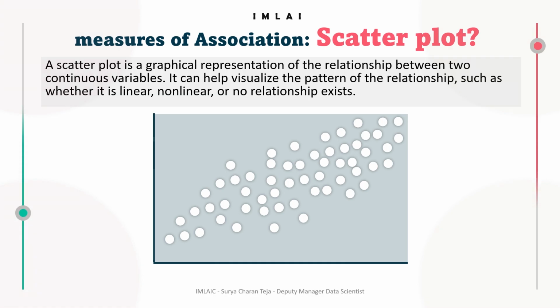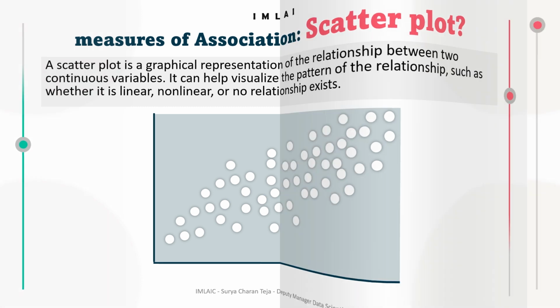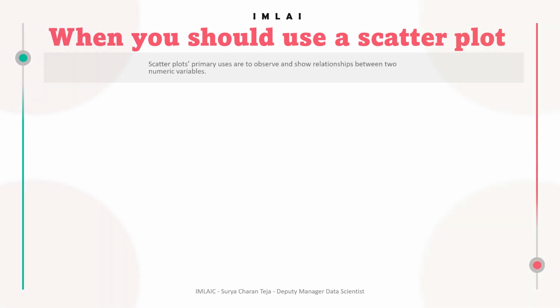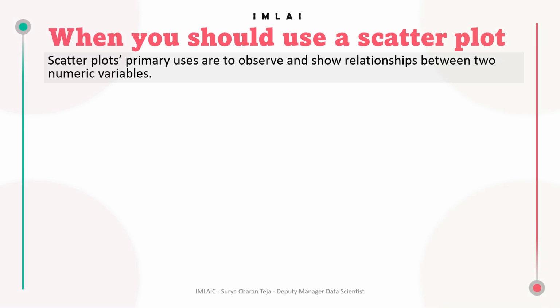Okay, we got to know about the scatter plot, but why should you use a scatter plot? That's the next question. Scatter plots' primary use is to observe and show relationships between two numeric variables. The dots in a scatter plot not only report the values of individual data points but also patterns when the data are taken as a whole. So identification of correlational relationships is common with scatter plots.